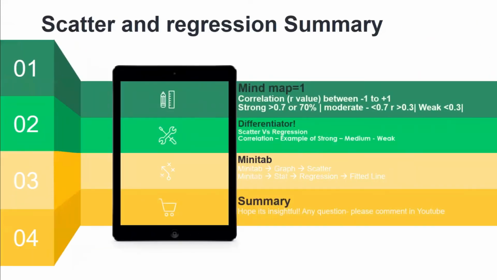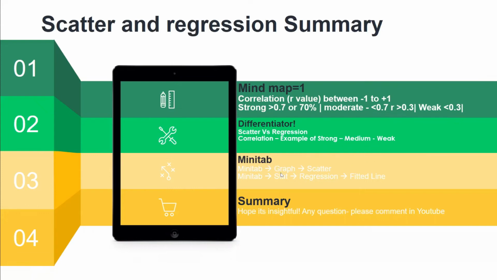And let's see the summary mind map which we did, where we summarize everything about this. The correlation value is -1 to +1, and it can be strong, meaning like 0.7 or 70% R square value. Moderate means less than 0.7 or above 0.3, right? The range between 0.3 and 0.7 is moderate, and less than 0.3 is weak or no correlation. Scatter gives only the plot. Regression gives additional information like the slope line and R square value and so on, right? And we also saw an example each of strong, medium, and weak.